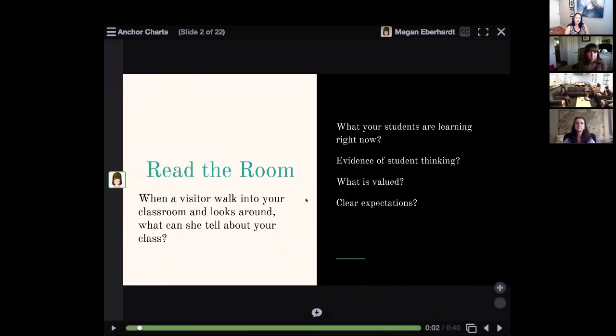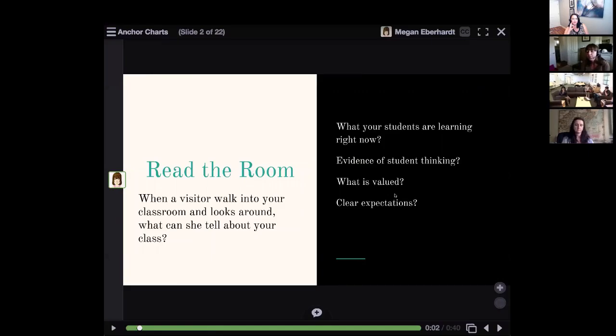So anchor charts are, and I'll just close myself out. I'm talking to them, giving them instructions. I encourage them to pretend that they're a visitor walking into a classroom, and that when they walk in, they should be able to tell a lot of information just by what they see. So they should take a moment to consider their classroom. What are their students learning? What evidence is there of student thinking? What's valued based on what they see in the classroom and also what are the expectations?